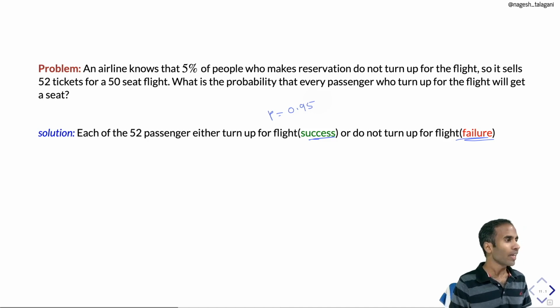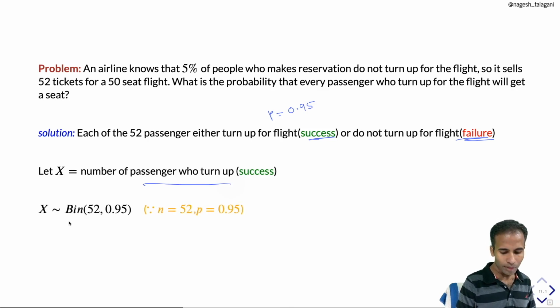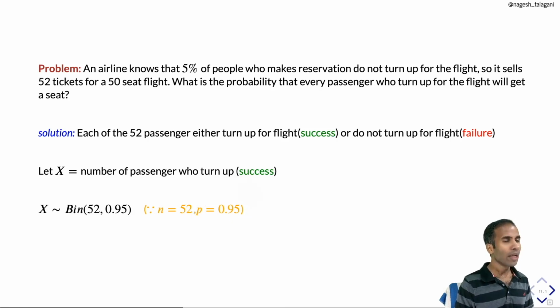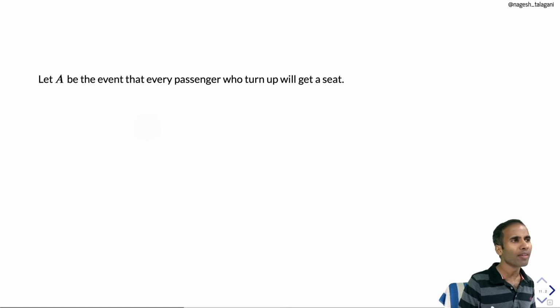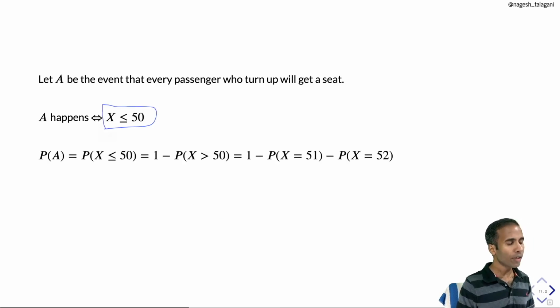Okay, here let X denote the number of passengers who turn up for the flight. That means X is what? Number of successes. X follows binomial distribution with parameters 52, 0.95. That is, n equals 52, p equals 0.95. Okay, fine. Let A be the event that every passenger who turns up will get a seat. A happens if and only if X is less than or equal to 50. So the probability of A is going to be the probability of X less than or equal to 50.